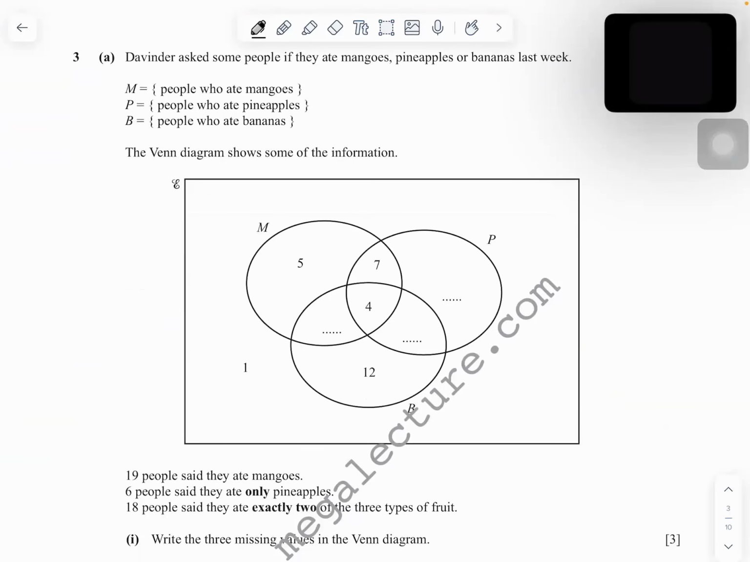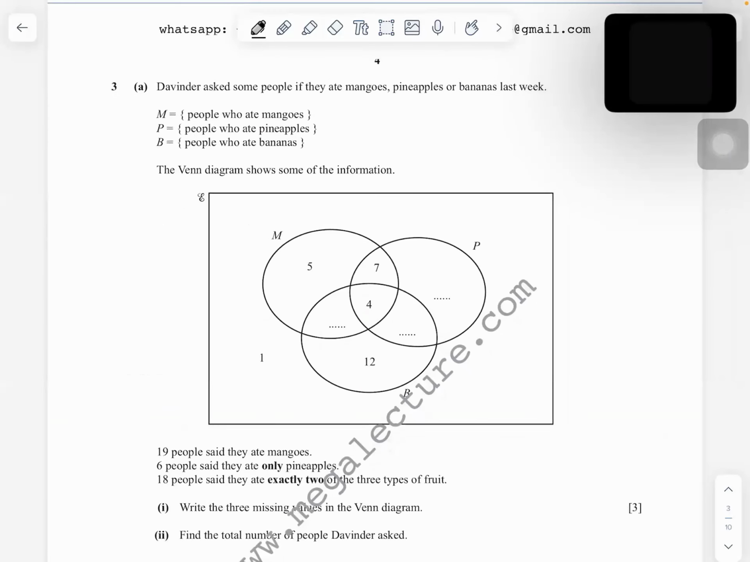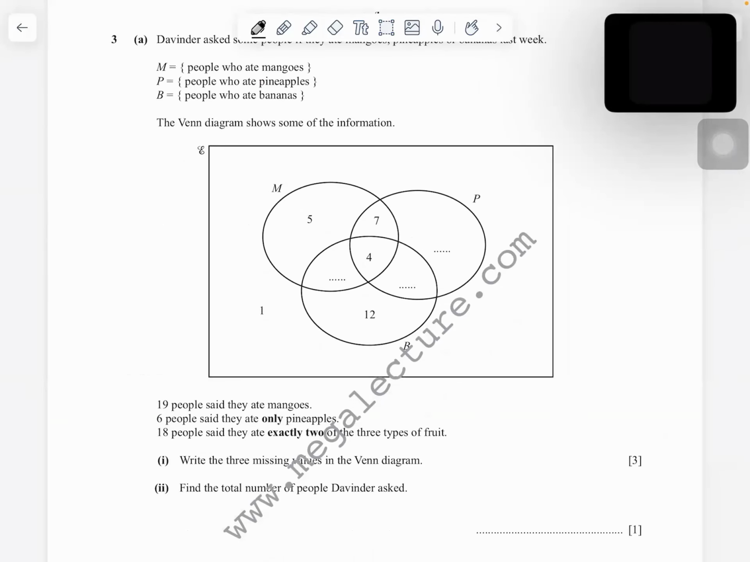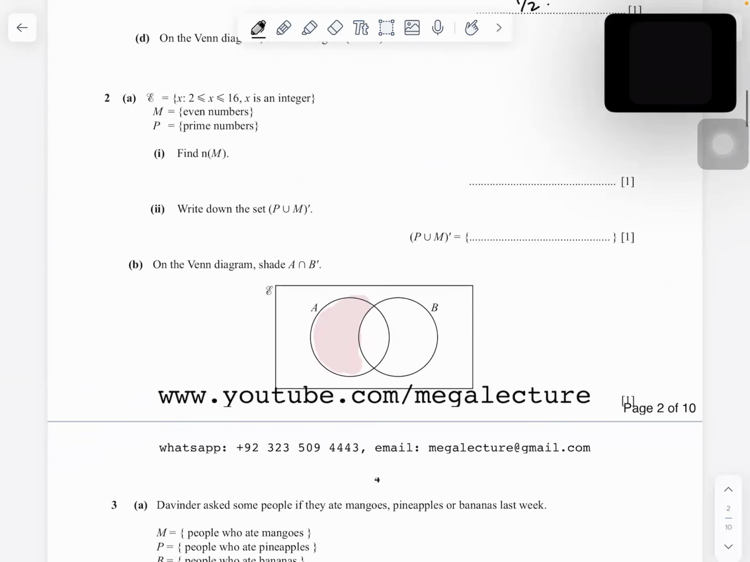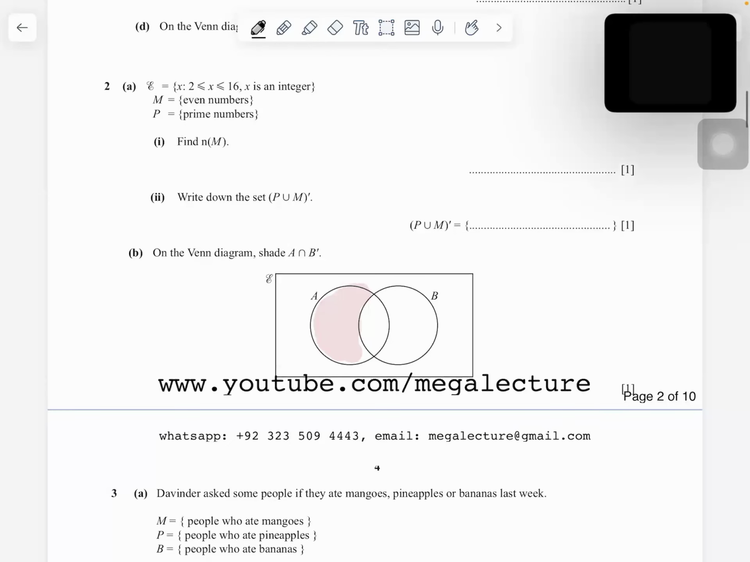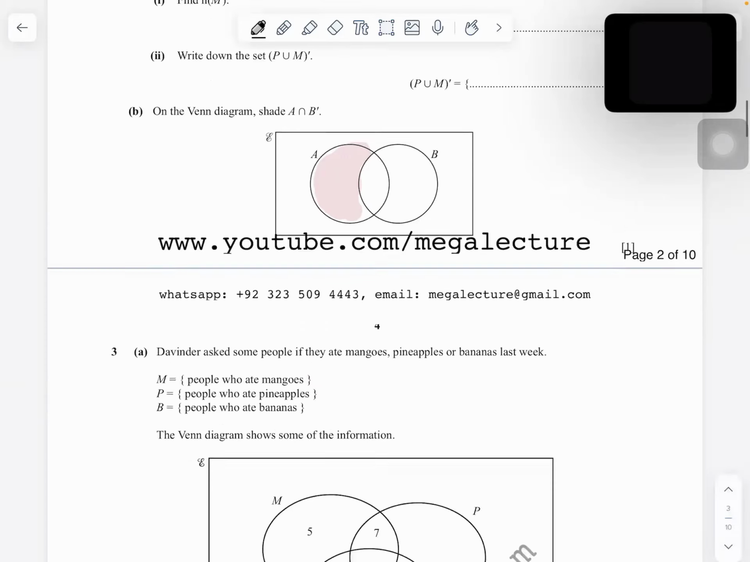I just want to learn how to shade it and tell what it is. If they ask me what does this shaded Venn diagram tell us, how am I supposed to know this? How am I supposed to tell them that this is A intersection B not? Okay, so let's cover that today then.